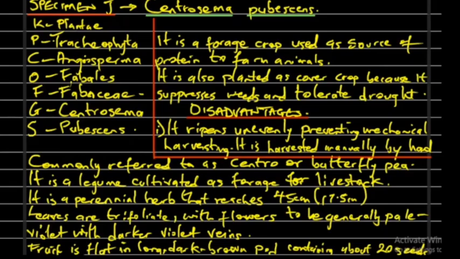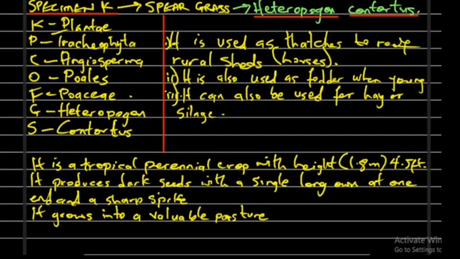So we move to the next specimen, which is the spear grass, the Heteropogon contortus. This is the classification of that particular organism. Kingdom is Plantae, phylum is Tracheophyta, the class is Angiosperma, the order is Poales, family is Poaceae, then the genus is Heteropogon, and the species is contortus. So it is a tropical perennial crop with height of about 1.8 meters, that's about 4.5 feet. It produces dark seeds with a single long awn at one end and a sharp spike at the other.